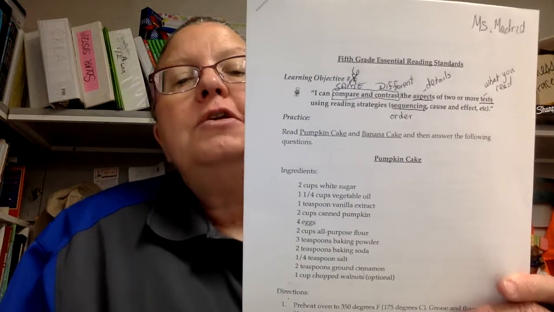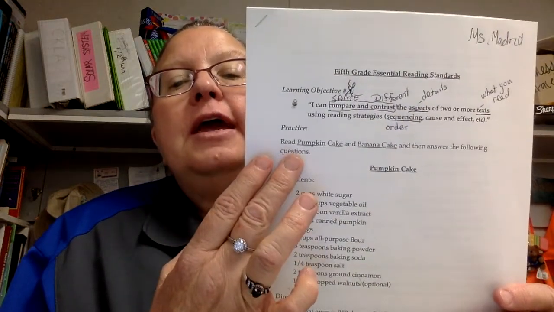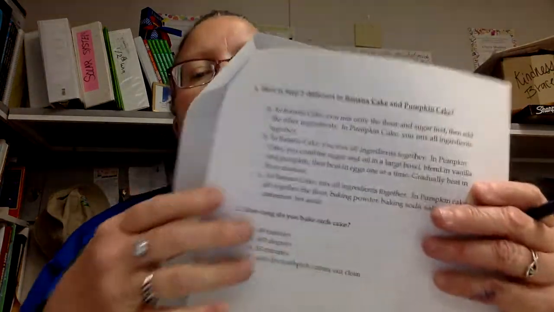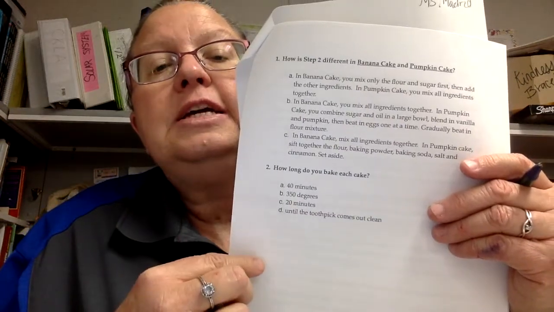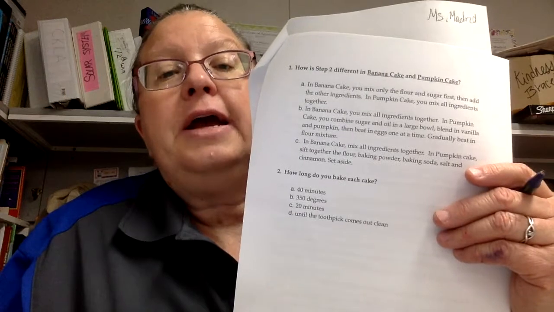All right. The directions are: read the pumpkin cake and banana cake and answer the following questions. Well, it looks like I've got a recipe and some directions, and that's great, but I don't want to read the whole thing. What if I don't need to? So I'm going to go to the questions first. We're going to turn the page. Question 1 says, how is step 2 different in banana cake and pumpkin cake? Look, that is the contrasting, right? How is it different? And number 2 says, how long do you bake each cake? So I'm betting that that's our comparing for this.